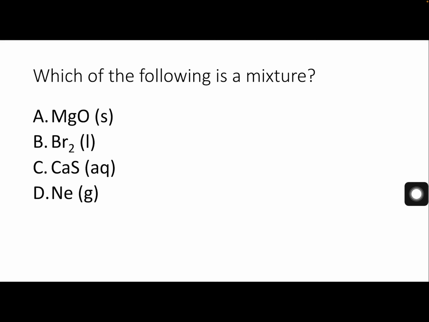Now, which of the following is a mixture? If we look at all the choices, we want to see the one that is a mixture. MgO (s), not a mixture, it's just MgO. Br2 (l), nope, that's just bromine 2. CaS (aq), well, that sounds like a mixture. It's both CaS and water. And Ne (g), it's just Ne. So your answer is CaS (aq) because that is showing you a mixture of calcium sulfide and water.